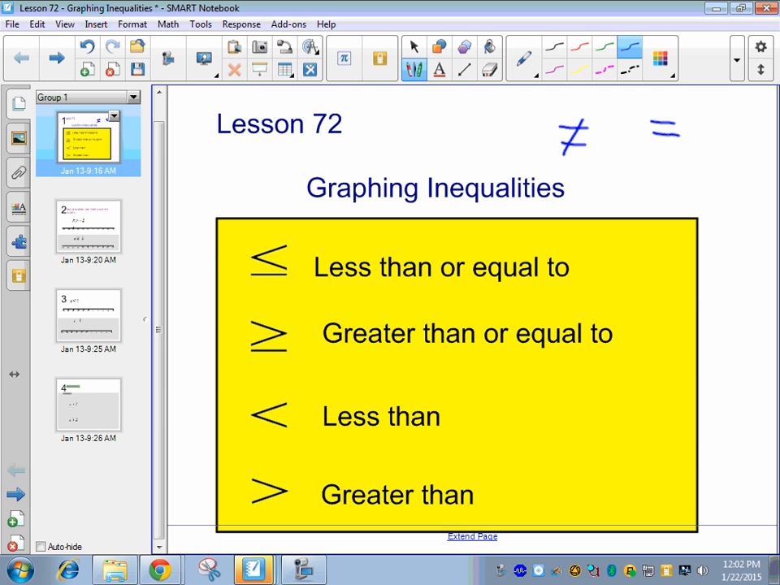Equal sign with the bar through it? Yep, Josh? Like equals. Right, it is not equal to that. So we have equals, we have not equals, and then we have inequalities. Inequalities are these lovely symbols right here. We've got less than or equal to, greater than or equal to, less than and greater than.